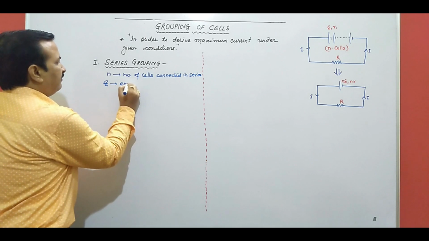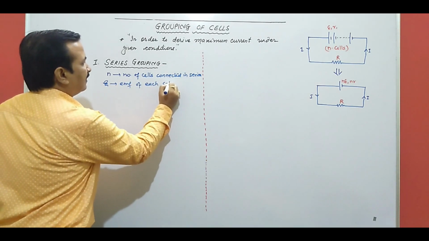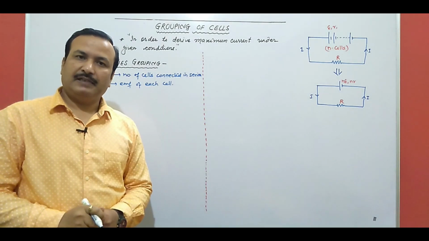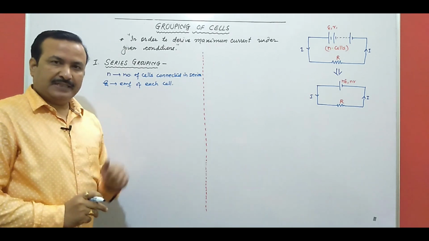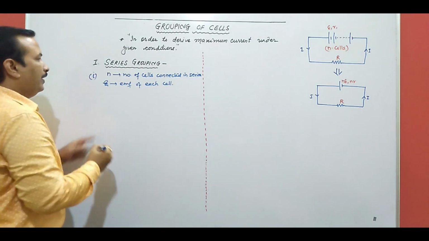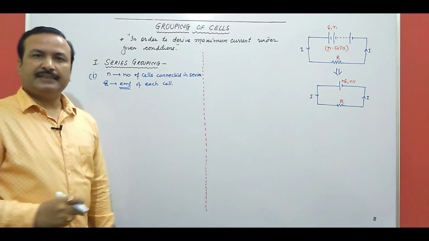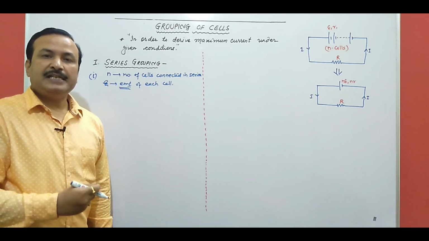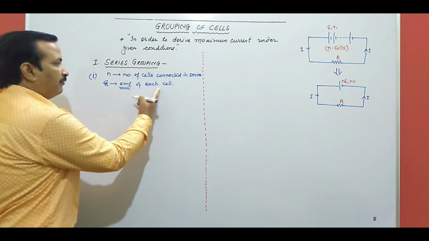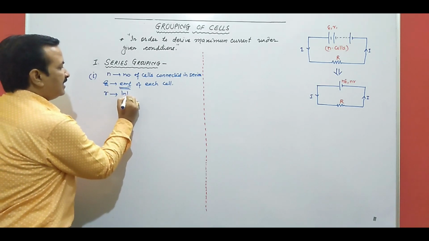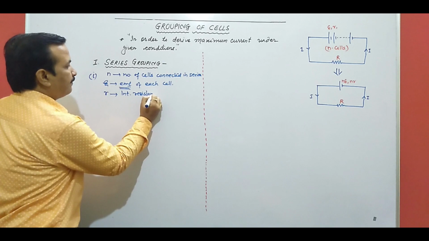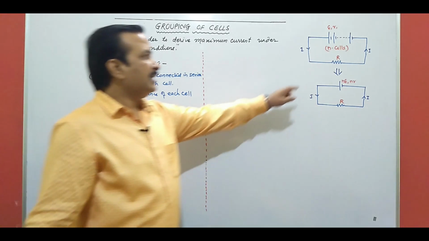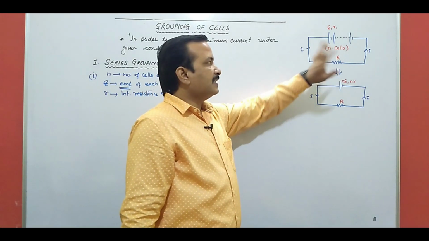E is the EMF of each cell. Here we take the EMF is the same in all cells. This is your first case, say suppose this is number 1, where we are talking about the EMF of each cell being the same. In the second case, we will see if the EMF is different, internal resistance is different. E is the EMF of each cell, r we will take as the internal resistance of each cell, which is connected to the load or the external resistance, capital R.